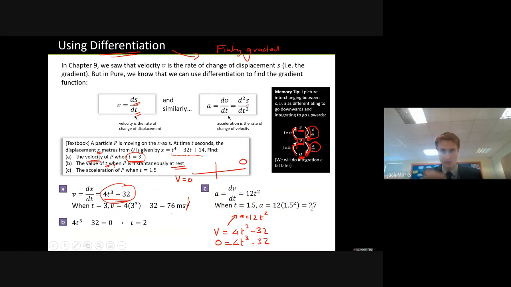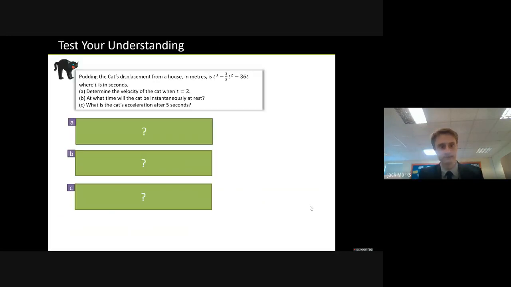So try and get the hierarchy of displacement, velocity, acceleration right: differentiate down, integrate up. Test your understanding with the questions there on the board by quickly pausing the video.